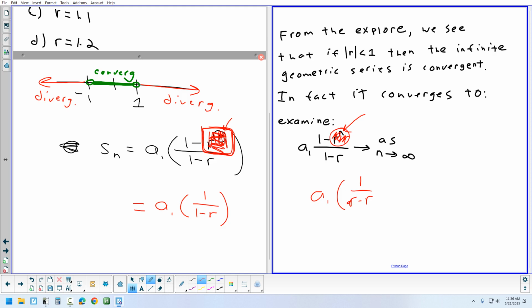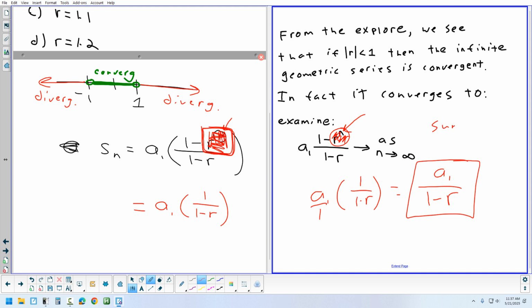1 minus r. And what they usually do is they simplify that a little bit by multiplying a1. Think of it as a fraction. Multiply straight across. 1 minus r. That is the formula to add up infinitely many terms in a geometric sequence. It's actually a simpler formula than when you don't have infinitely many terms. That's more complicated. So infinitely many is a simpler formula.